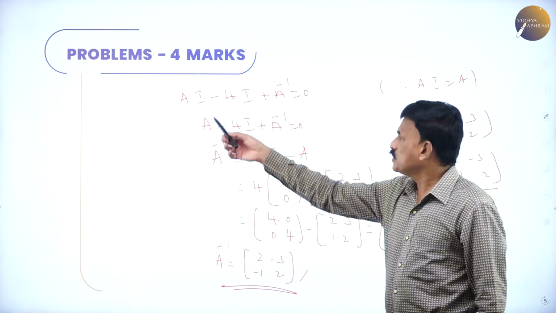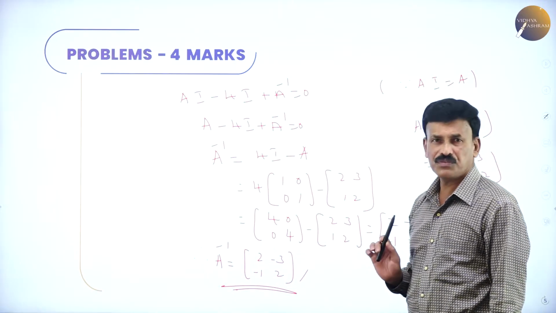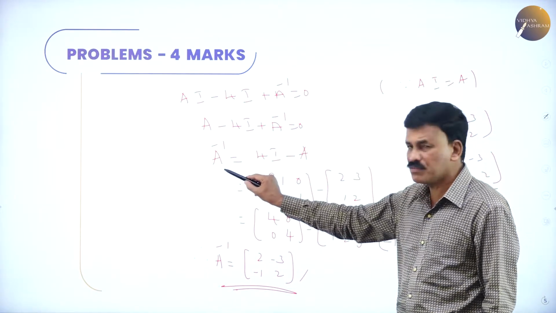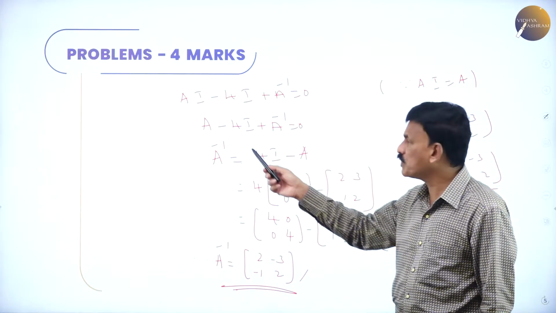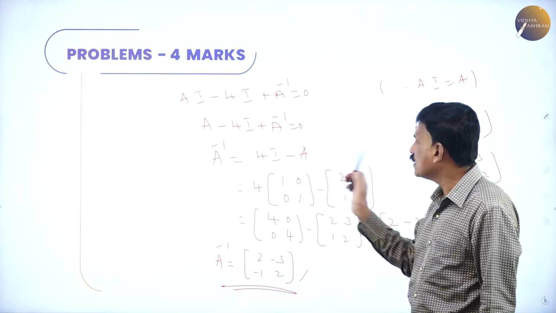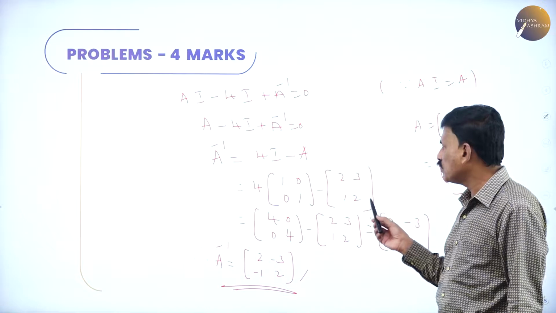Just see here, A into I is A minus 4I plus A inverse. What is required is to find A inverse. Just keep A inverse and transfer the remaining elements to the right hand side. Minus 4I becomes plus 4I and plus A becomes minus A. 4 into I is 1 0 0 1, minus A, the given matrix 2 3 1 2.